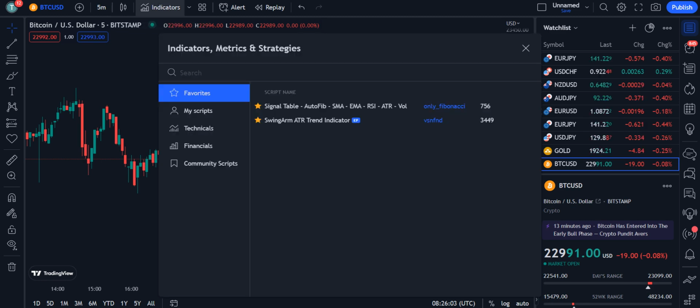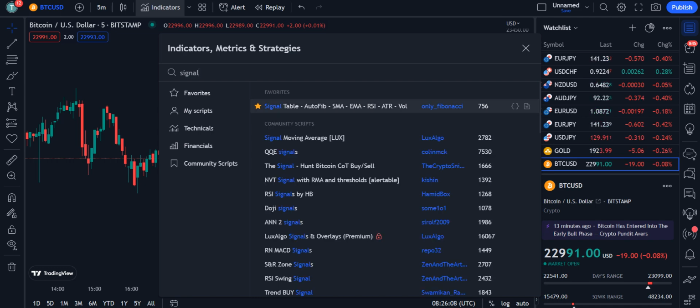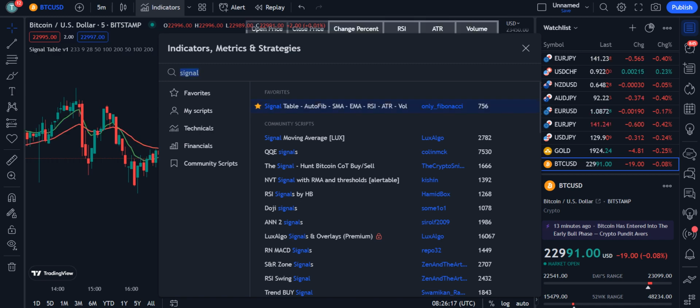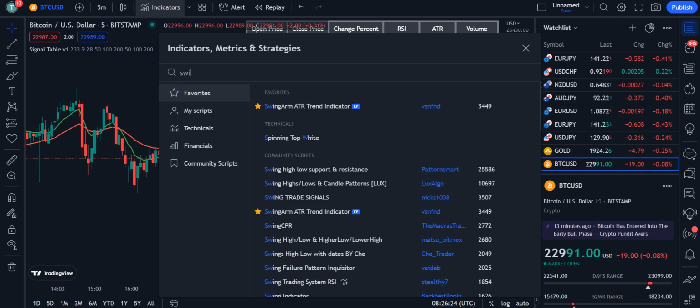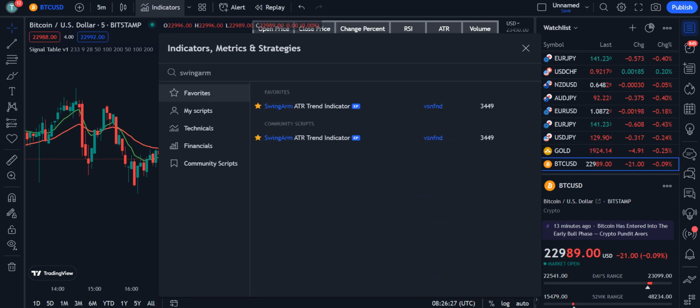Here we are going to have 2 indicators. The first indicator is Signal Table, Auto Fit, SMA, EMA, RSI, ATR, Volume by Only Fibonacci. 756 traders are using this indicator, so simply click on it. It will be applied on your chart. The second indicator that we are going to have here is the Swing Arm ATR Trend Indicator by VSN FND. 3449 traders are using this indicator. You have to click on it.